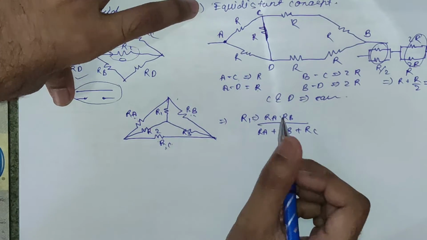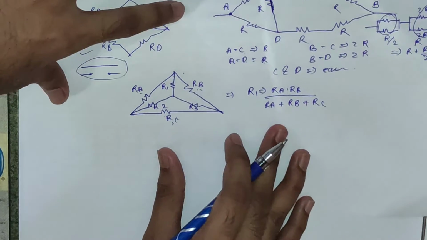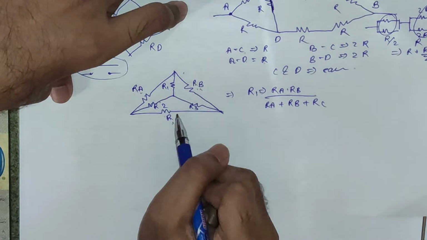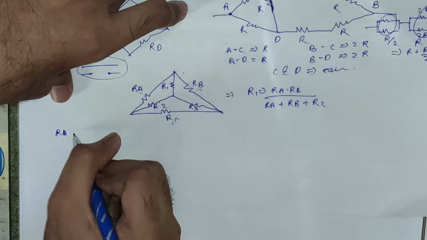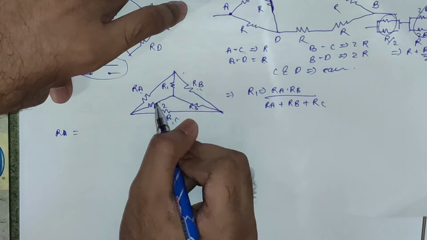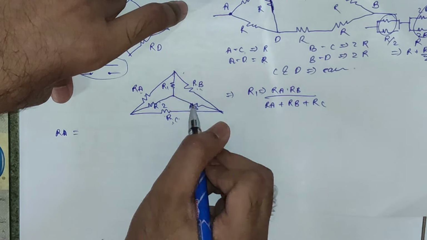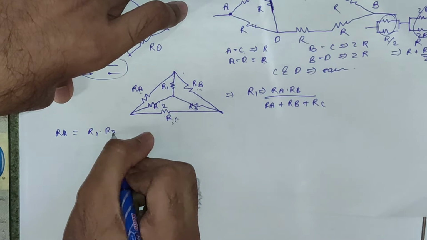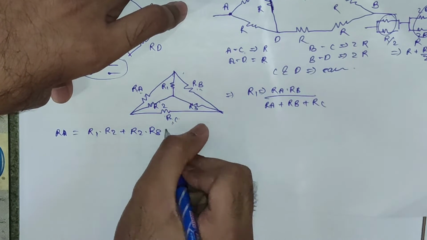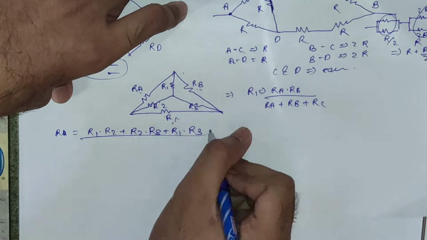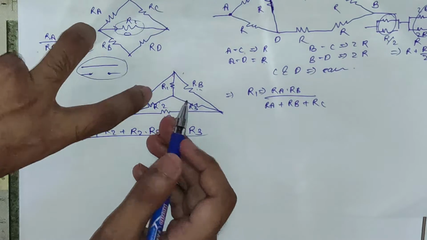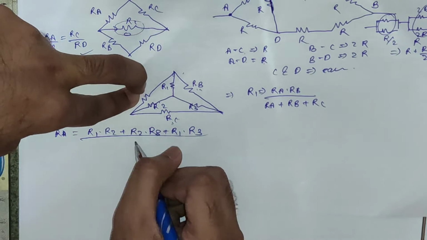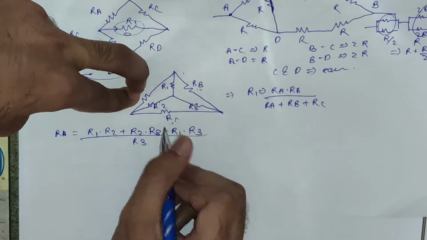Now let's see how we can convert from star to delta. If you want to convert star to delta, basically you have to convert R1, R2, R3 to RA, RB, RC. Let's say we want RA, so we'll write like this. RA will be R1 into R2 plus R2 into R3 plus R1 into R3, the multiplication of each pair of resistances, upon the resistance opposite to this resistance. You can see the resistance opposite to this one is R3, so we will write R3 here. So this is the formula for RA.